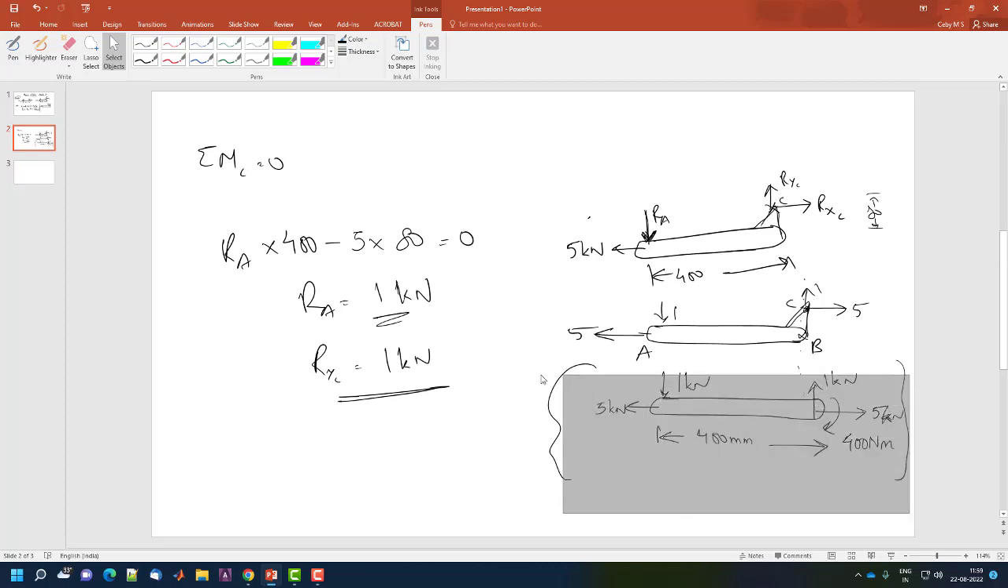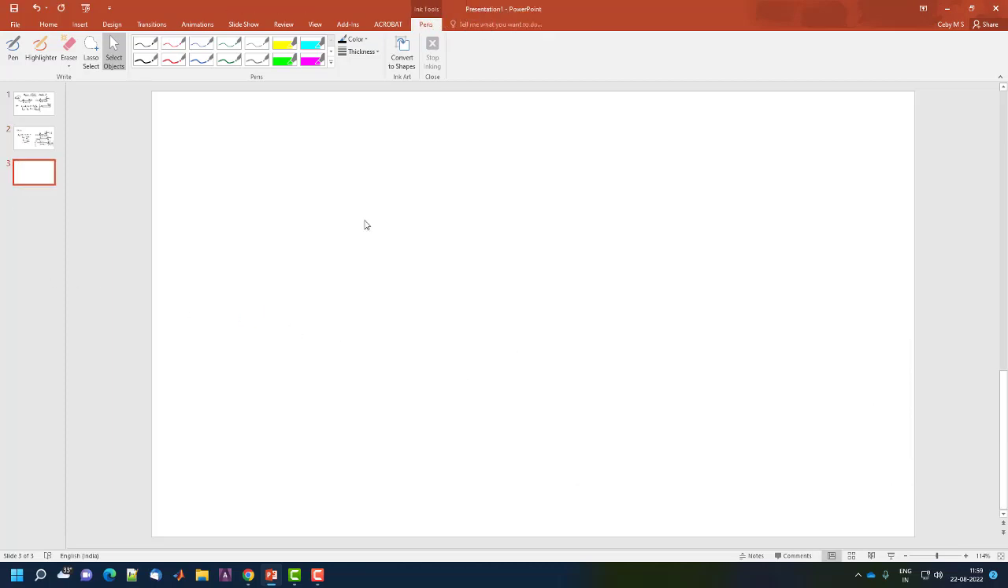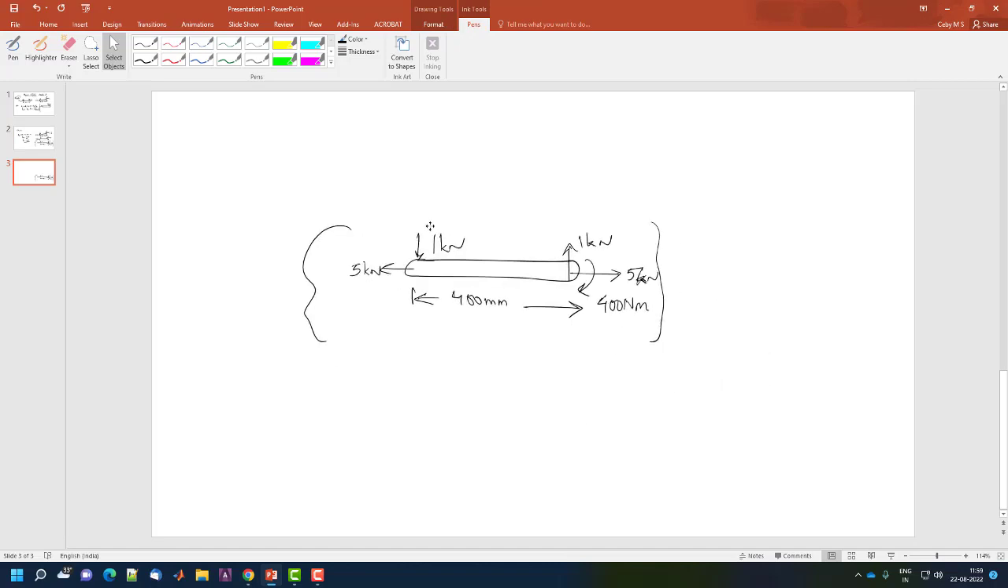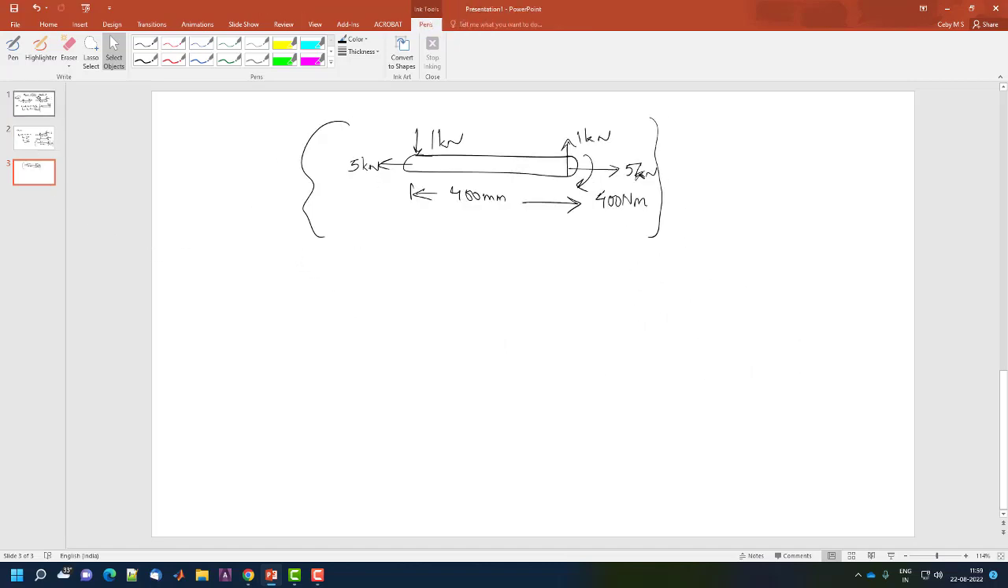So this I will just copy. Okay, and I will just keep this here, and let me mark this as A and B. So the pipe is AB. So what about the shear force diagram? Let me just draw a line. Straight line.